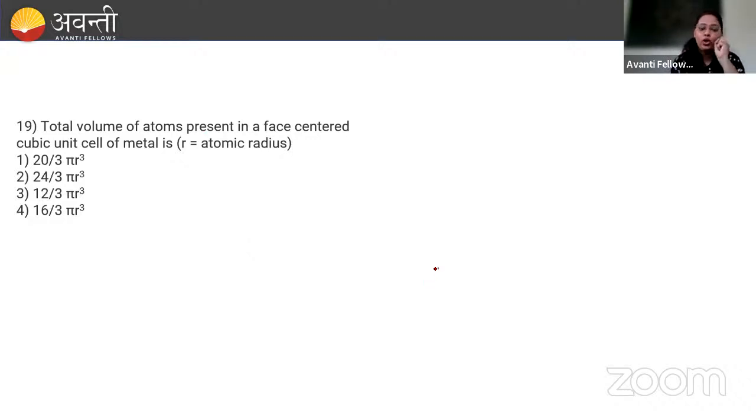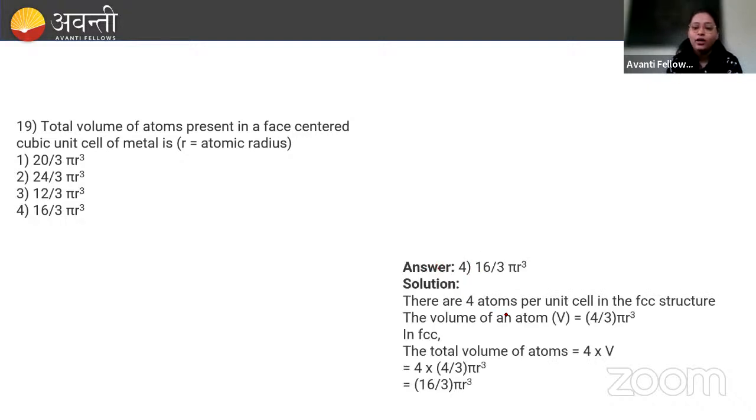We need to find out the volume. In order to find out the volume, you know the formula. Since the volume of an atom is what? Spherical in shape, so the formula will be 4/3 pi r cube. 4/3 pi r cube, right? Do you know total volume of atoms, right? So here the volume is for one atom. How many atoms are present per given unit cell? 4 atoms are present. So multiply it by 4.